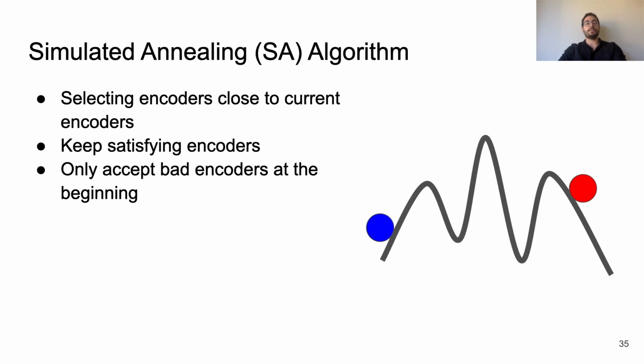The original simulated annealing algorithm works as follows. At each step, an encoder close to the current encoder is selected, and based on their performance, the algorithm decides whether to keep them for the next iteration. In order to avoid getting caught at local maxima, the algorithm accepts bad encoders only at the beginning of the search. For some problem domains, it can be beneficial to use different encoders in parallel and take the result from the encoder that finishes first.